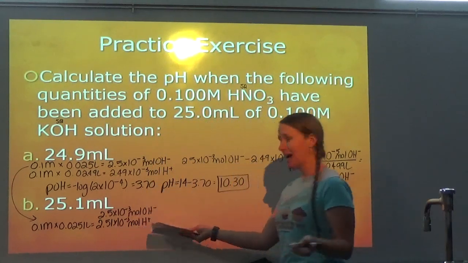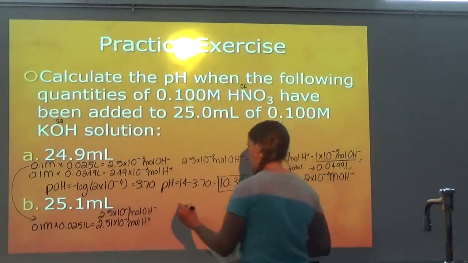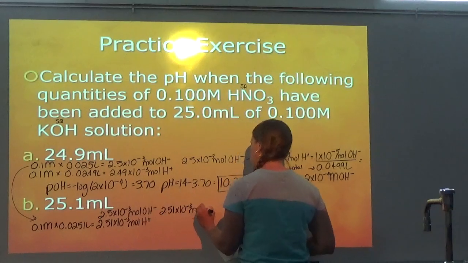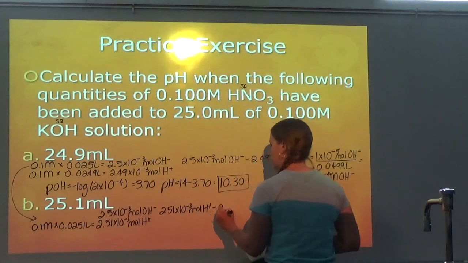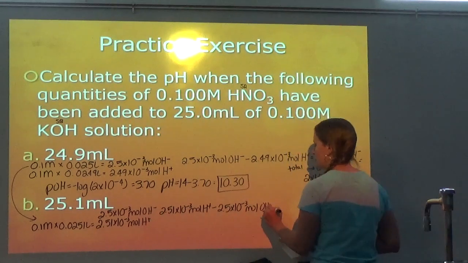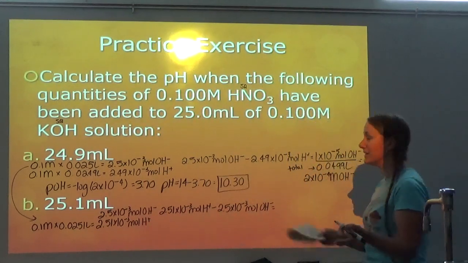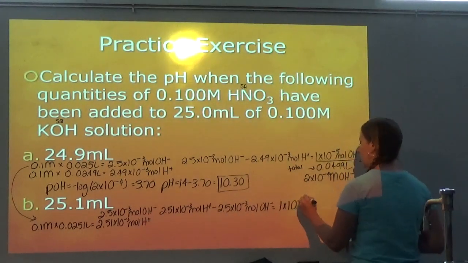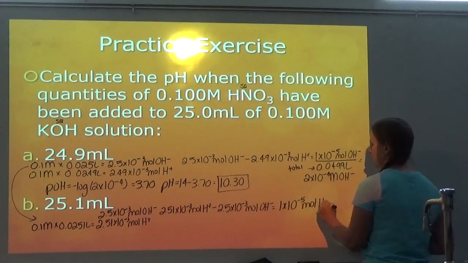So this time I have excess H plus. So I just subtract 2.51 times 10 to the negative 3 moles of H plus minus 2.5 times 10 to the negative 3 moles of OH minus. So I can see who I have excess of. It's obviously the H plus. And it ends up being 1 times 10 to the negative 5 moles of H plus.